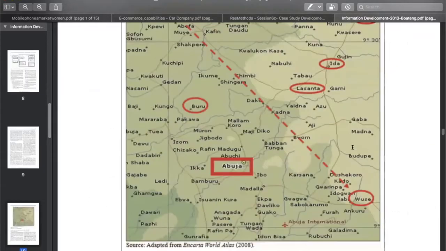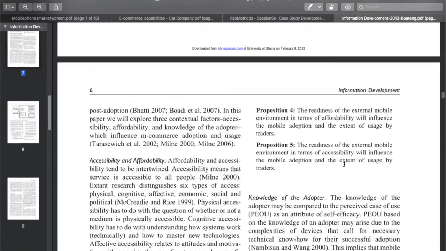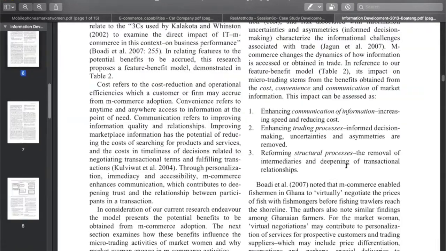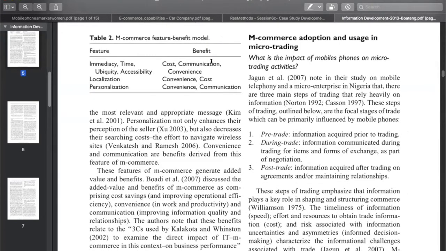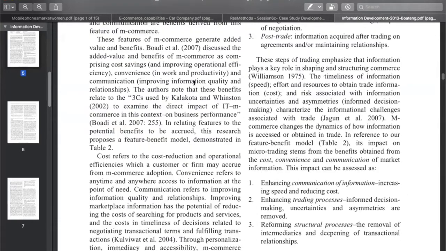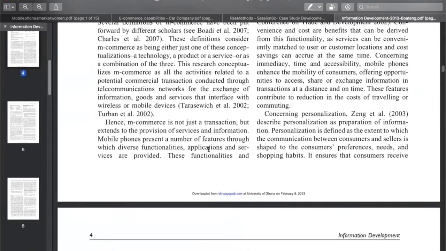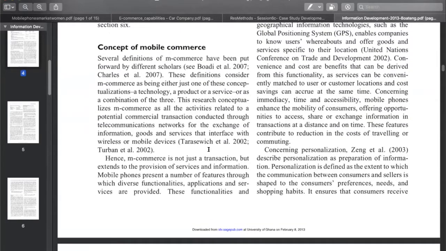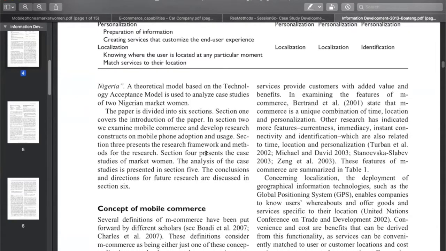Now, where did I discuss that? If I go back to the study, I had discussed earlier that these are the benefits of getting the mobile phone. So look at table 2 here. The benefits entail cost, communication, and convenience, which are the three C's in marketing. So I discussed them earlier when I was discussing my work. If you look at it here, I want to try and look for it for you.